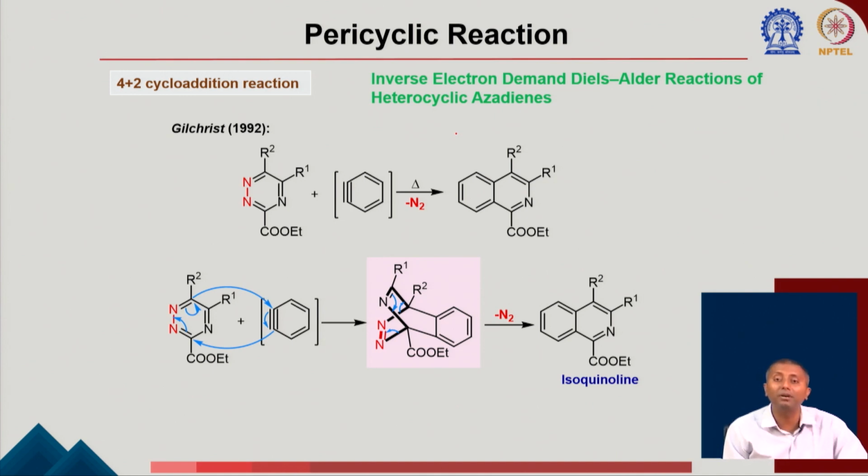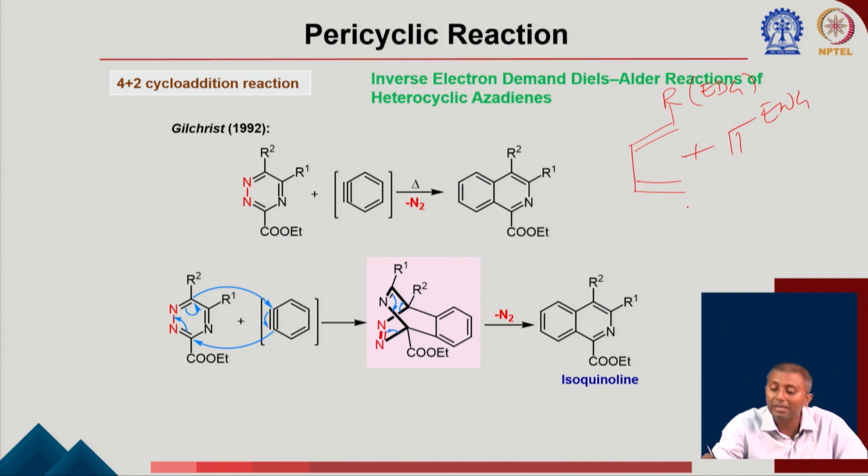One, we talk about an inverse electron demand Diels-Alder reaction. I think we also talk about the difference, correct? Once you talk about the normal Diels-Alder reaction versus the inverse electron demand Diels-Alder reaction, one of the differences you have seen is the type of functional group or the nature of the diene and dienophile. In the normal case, we talk about some sort of electron donating group here, and there will be an electron withdrawing group.